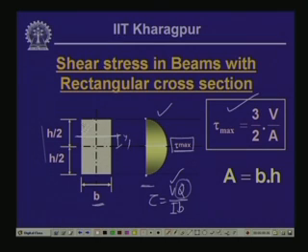moment of this particular hatched area with reference to the neutral axis, I is the moment of inertia of the cross section with respect to the neutral axis, and b is the width of the section. This gives us the maximum value when y 1 equals 0, which is at the neutral axis, and that is the value of tau max. If we compute, it becomes 3 by 2 V by A, where A is the cross sectional area, b times h. So, the maximum shear stress occurs at the neutral axis, and for a rectangular section the maximum value is 3 by 2 V by A.